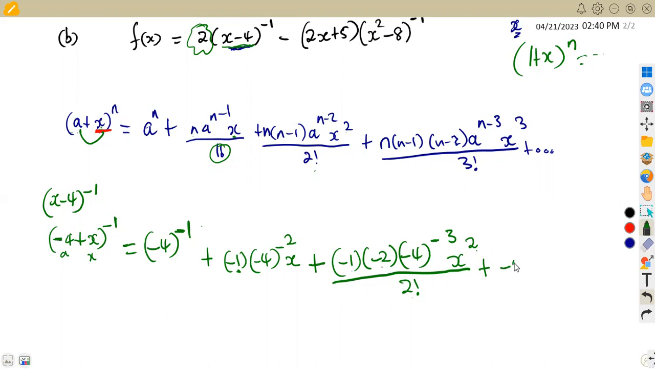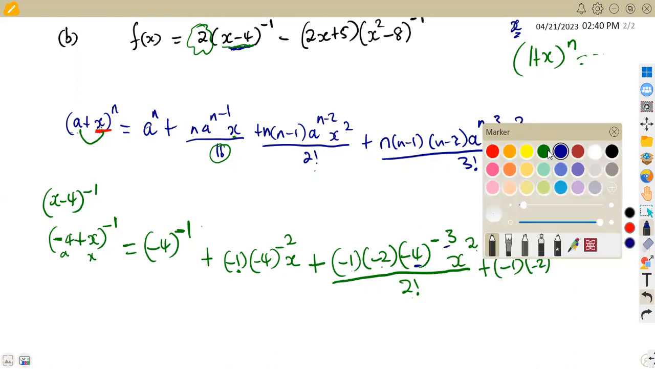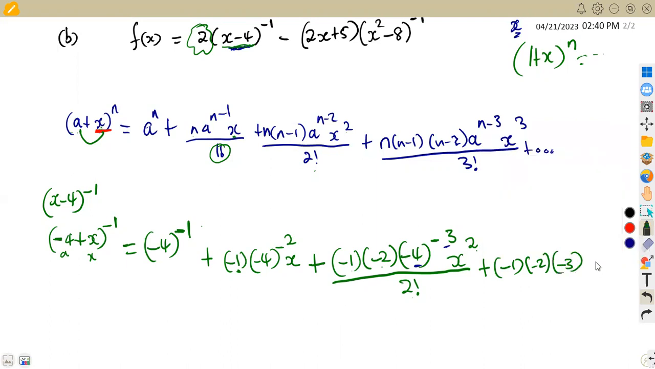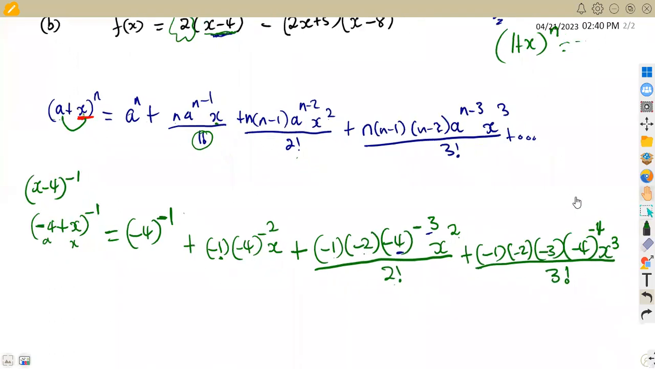Plus, we move on to the next term, starting with the two factors we already have, negative 1 and negative 2. So this is going to be negative 1 times negative 2. We perform the derivative concept: we drop the exponent, negative 3, and subtract 1. So this is negative 4 to the exponent of negative 4. For x, it's increasing its powers. So this was x to the exponent of 2, we increase by 1, so it's to the exponent of 3, everything over 3 factorial, and so on.